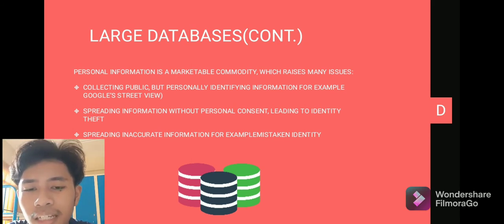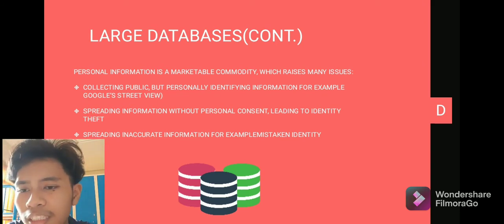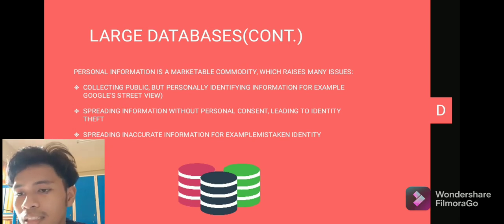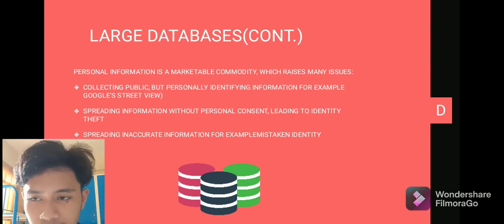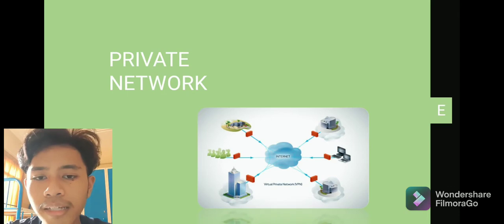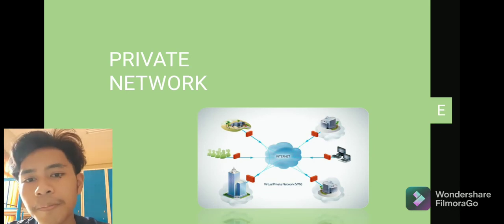For example, that we can know right now is Google Street View. Secondly is spreading information without personal consent, which is leading to identity theft. Thirdly about large database is spreading inaccurate information, for example mistaken identity. Okay, next after we have gone through the large database, we surely go to the private network.